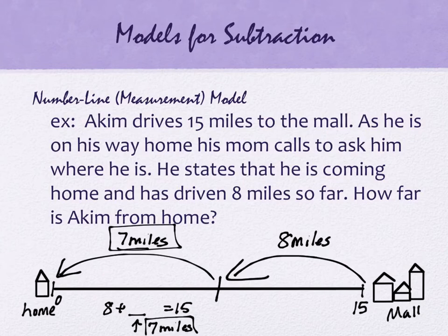Okay, so here's what you're going to do in your groups. Slide over to the next page. You're going to create a word problem for each of the 3 models. So 1 for each. You're going to create 1 takeaway model, 1 missing addends model, and 1 number line measurement model. You don't need to draw the picture. You don't need to solve it. You're creating a word problem.